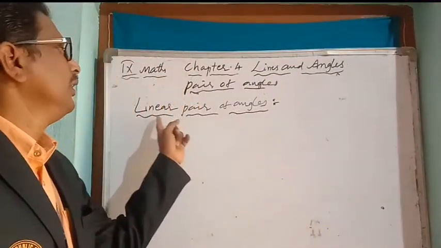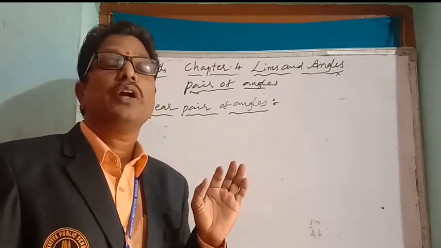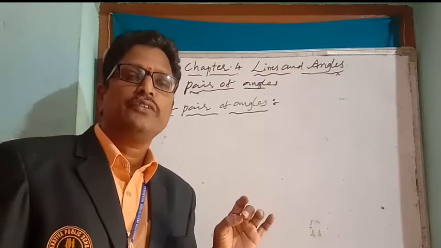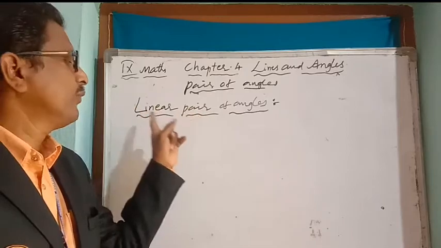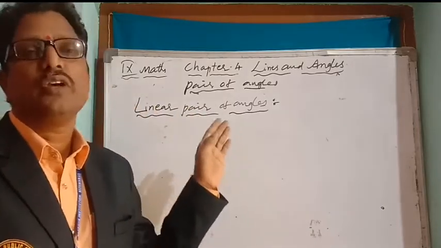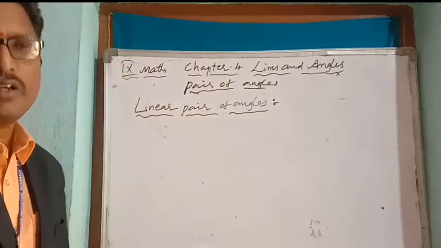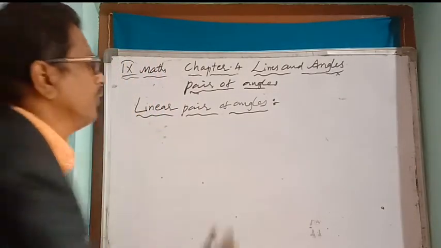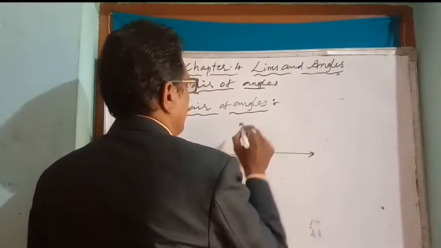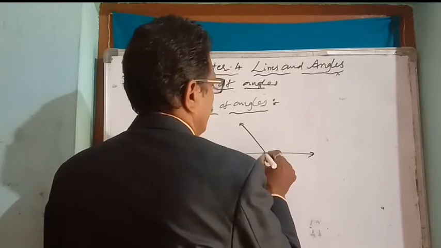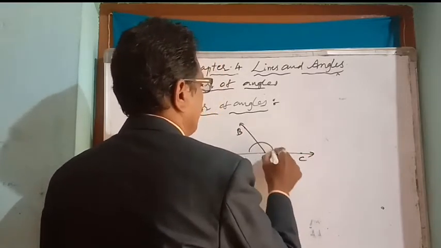Now, linear pair of angles. Two adjacent angles whose sum equals 180 degrees are called a linear pair of angles. Adjacent angles means angles having a common vertex and a common arm. Here, A, O, B, and here C.